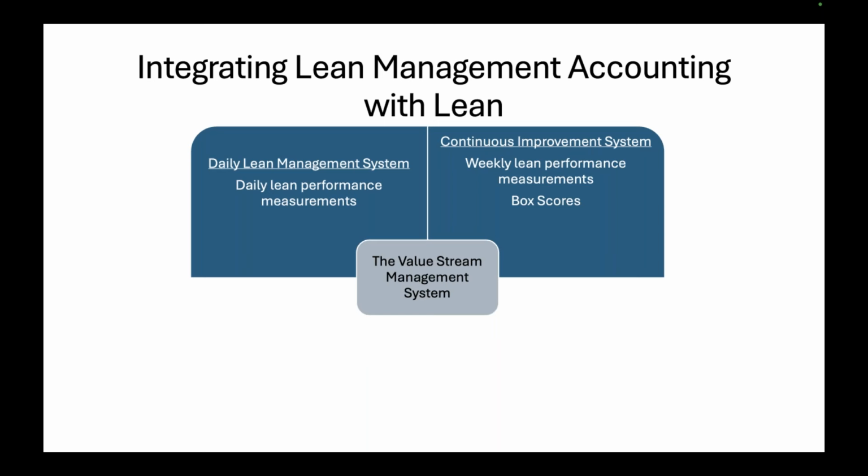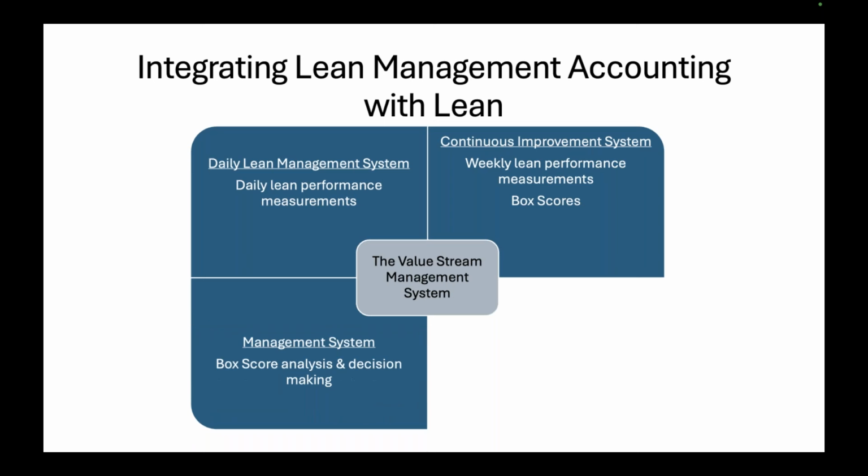I always say continuous improvement and Kaizen events has to be a numbers-driven process. Are you using the right numbers? In terms of managing analysis and decision-making, using the box scores, making sure that box scores are integrated and used in all analytical practices.